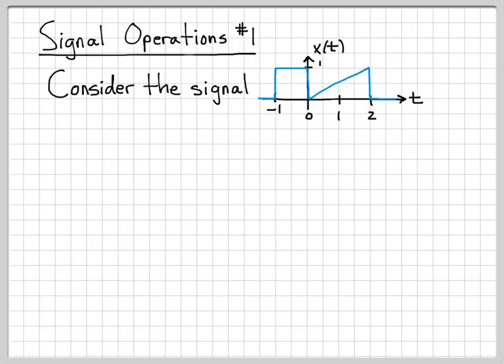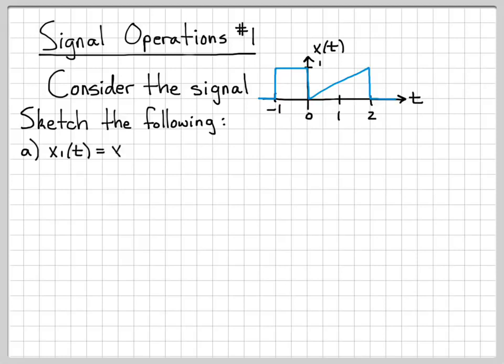And then we're going to be performing various operations on it to reverse it and scale it, compress it, things like that. And we're going to do 4 different little examples. So in part A, we are going to sketch the signal x1 of t, which is equal to a time-shifted version of x of t. So we need to sketch the signal x of t minus 2.